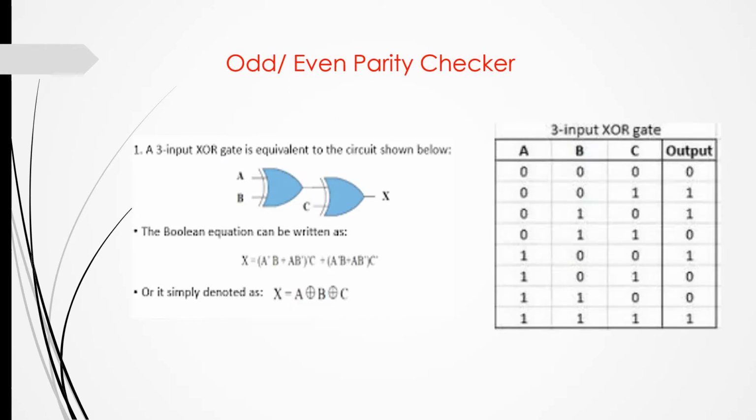XOR gate can be used as a parity checker. Now let us see 3 input XOR gate with its truth table. So here you can see that when the number of ones is even, the output is 0, and when the number of ones is odd, then the output is 1. Thus XOR gate can be used to indicate even or odd parity in given data.